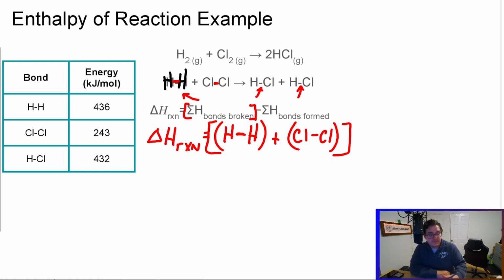Let's do it in a different color for the bonds formed. Let's put a bracket around the bonds formed, and that's going to be 2 hydrogen chlorine bonds.